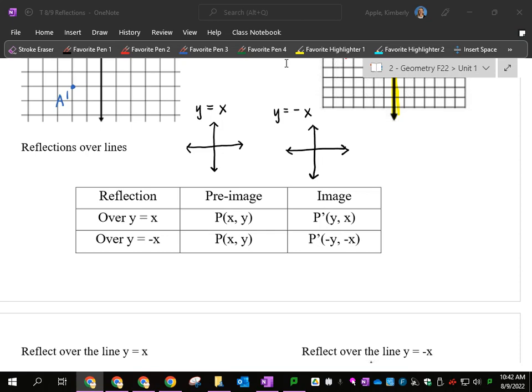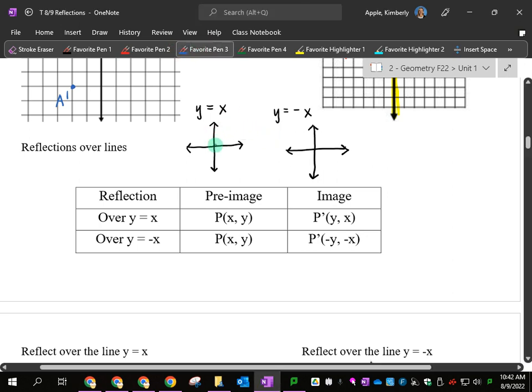Okay. So remember, y equals x is just a line with a slope of 1 that passes through the origin. Miss Apple, how am I supposed to know that? You're going to need to know this by memory. You need to know that this blue line is the line y equals x. You'll need to know them on sight. Okay.